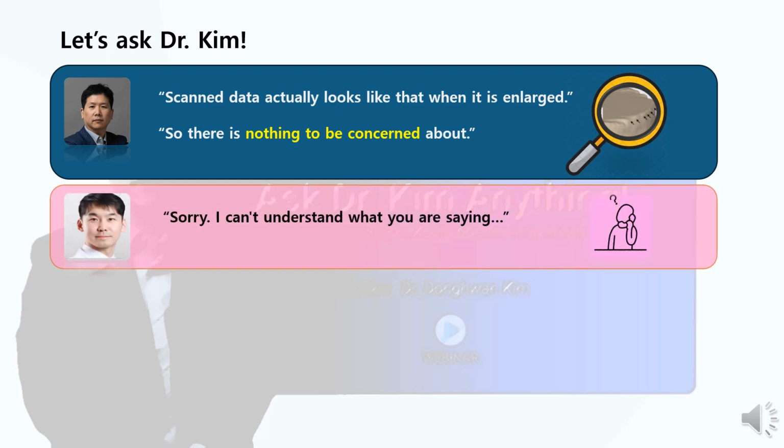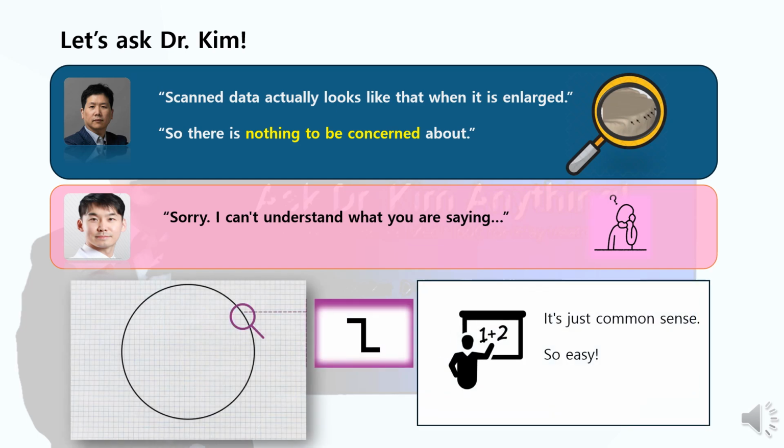When I heard this for the first time, I didn't understand what he meant. He explained this using an example where he drew a circle on large grid paper. He told me that, in the exact same way, when scan data is extremely enlarged, the margin edges are not expressed as right angles, but instead appear round. Honestly, I was not quite sure what he meant, but he said this was common sense, so I was too embarrassed to ask for clarification.